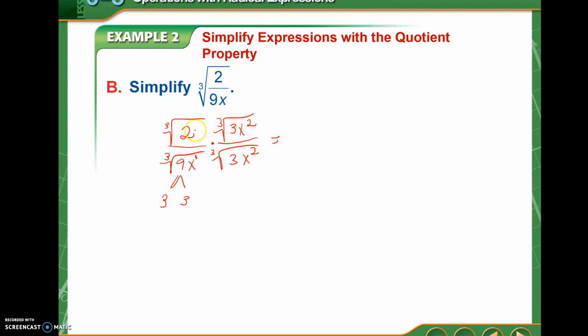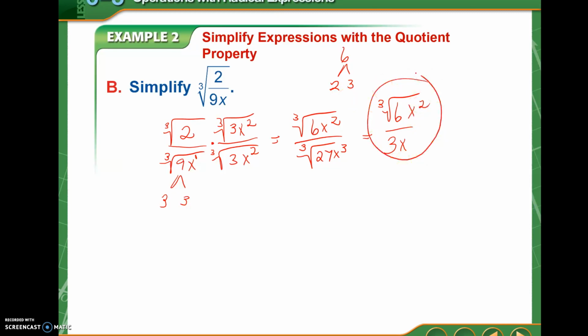We can multiply these because they're both cube roots, so we get the cube root of 6x squared over the cube root of 27x cubed. And if I did that right, this should come out evenly as 3x. And the cube root of 6, I don't have 3 of anything. When I factor 6, I get 2 and 3, so I don't have any cubes there, and x squared. Right, so that's division, and doing what we call rationalizing the denominator.